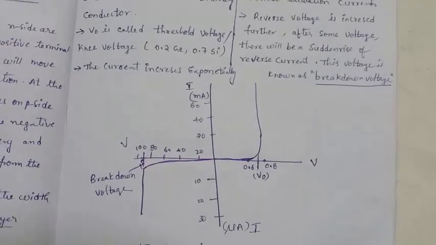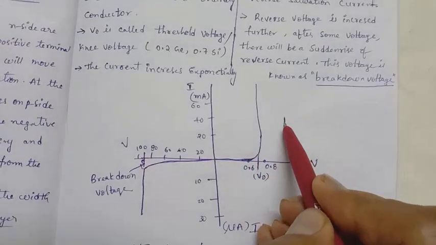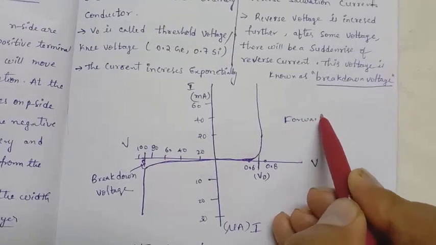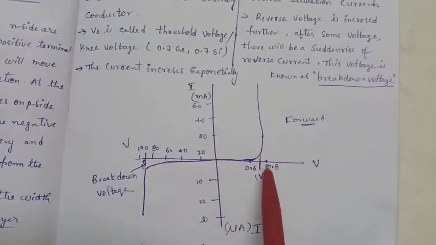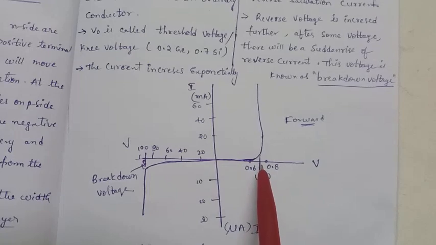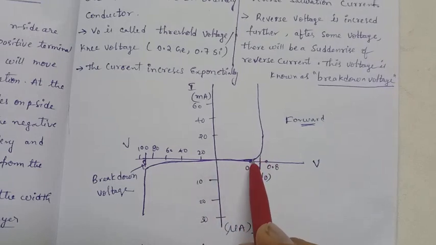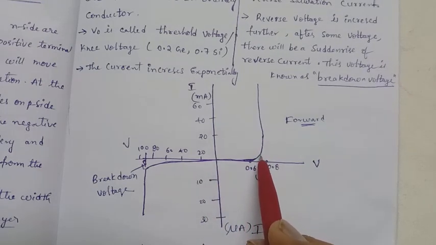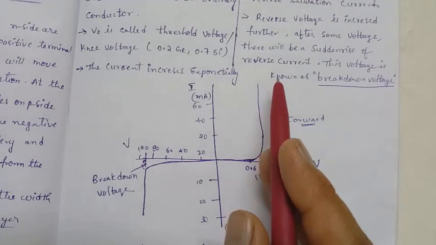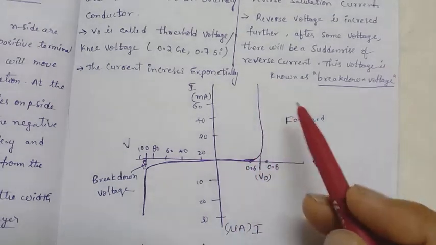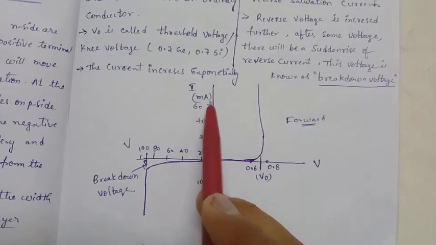So you have to observe this graph. It is indicated with forward bias. So you have to increase the voltage in forward bias. At a very small voltage, in the case of silicon, it is 0.7 volts. At 0.7 volts, the barrier is automatically eliminated and the current increases exponentially. At that time you have to measure the current in milliamperes.